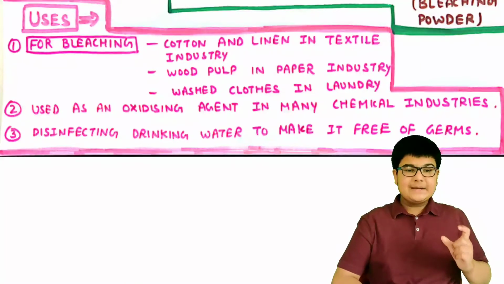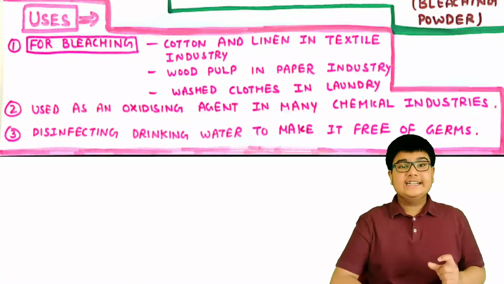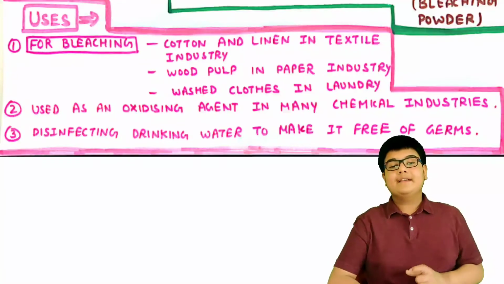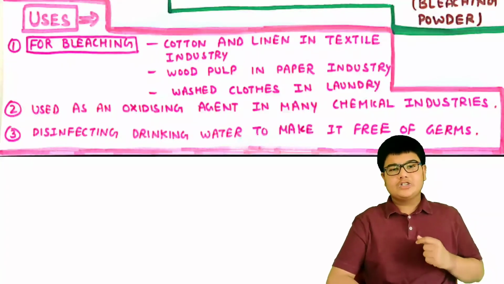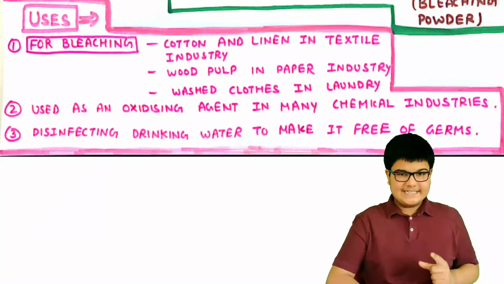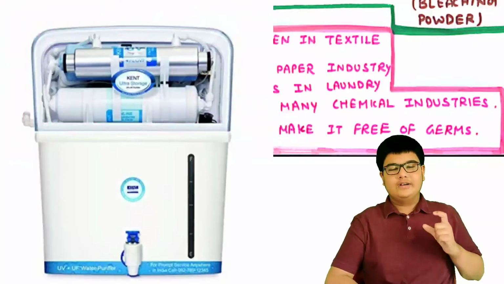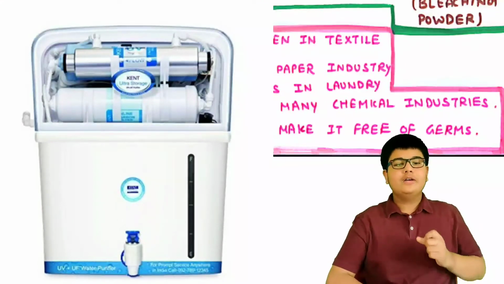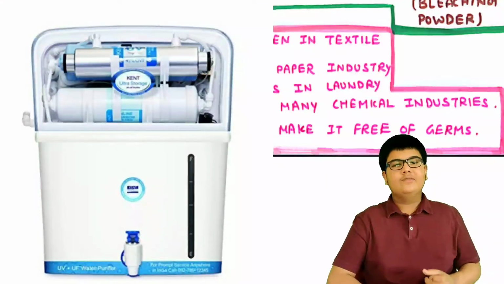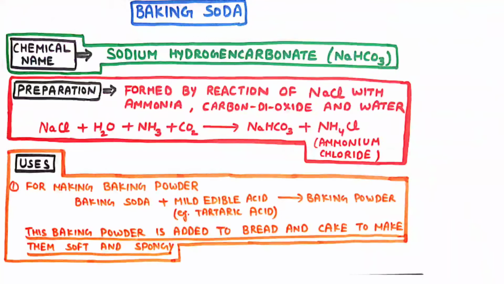Second, bleaching powder is also used as an oxidizing agent in many chemical industries. Third, bleaching powder also has disinfectant properties, and it is used to disinfect drinking water and to make it free of germs. So now let us study baking soda. The chemical name of baking soda is sodium hydrogen carbonate, NaHCO3.